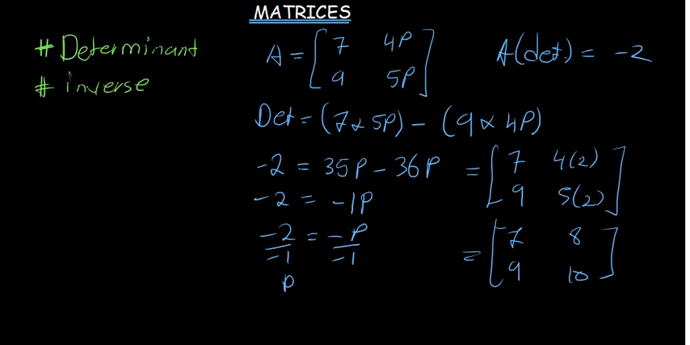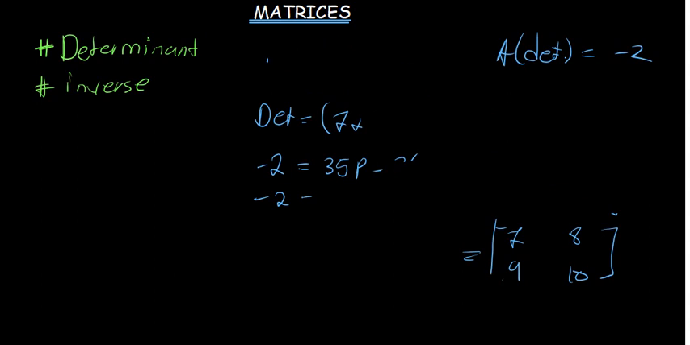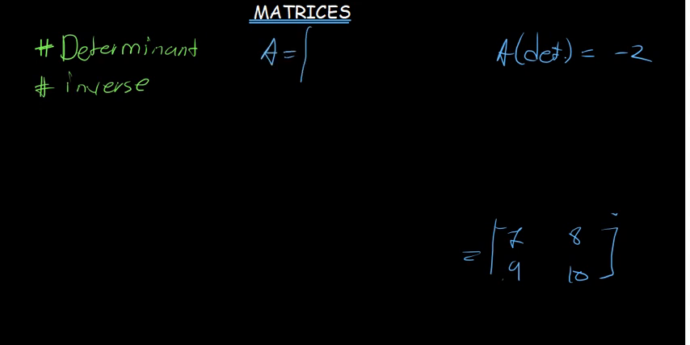Okay, so now the follow-up question is us finding the inverse of this particular matrix that we have been given. Alright, because we already know we have the determinant, and after we found the value of p, what we now have as our A is 7 here, we have 9, we have 8, and we have 10. Okay.